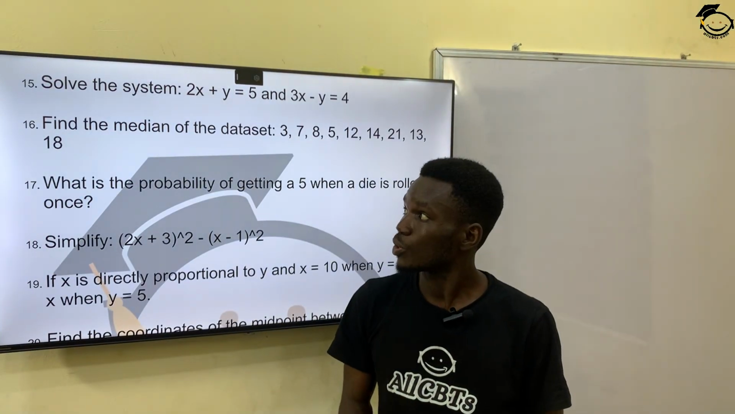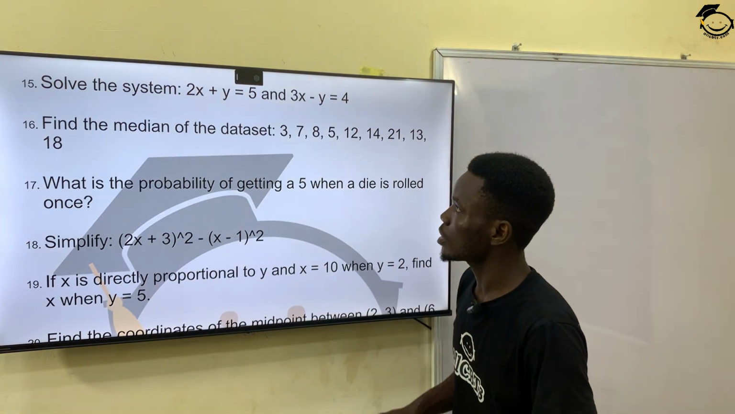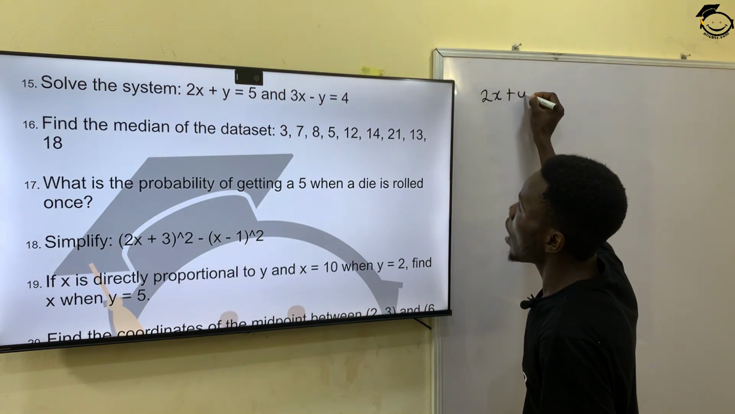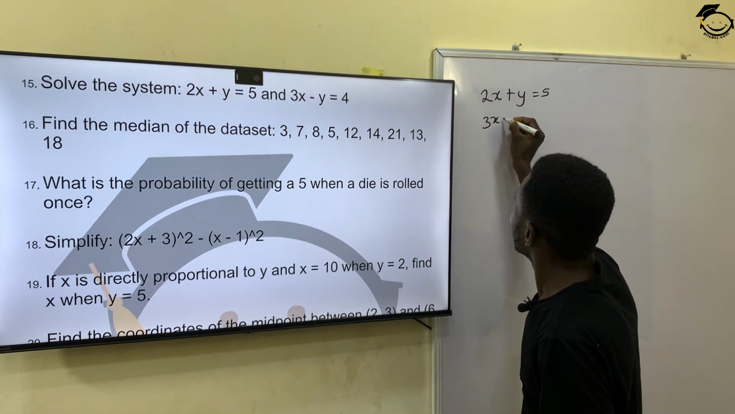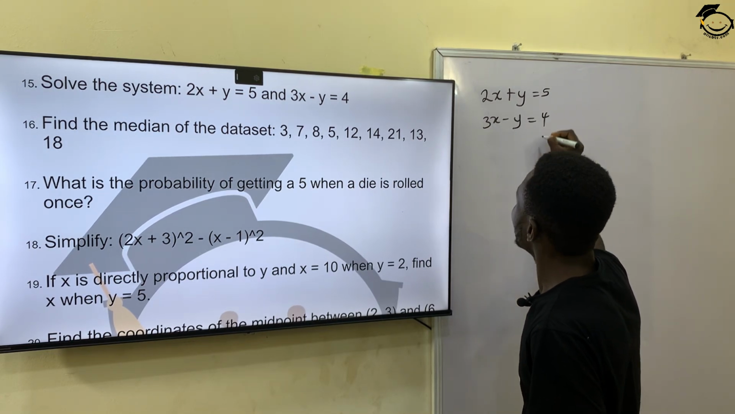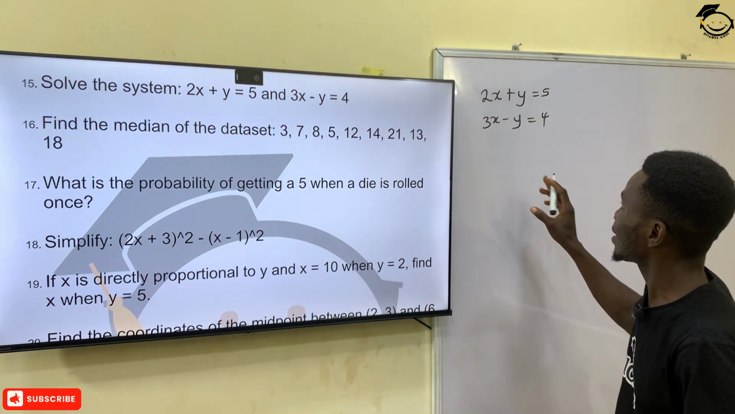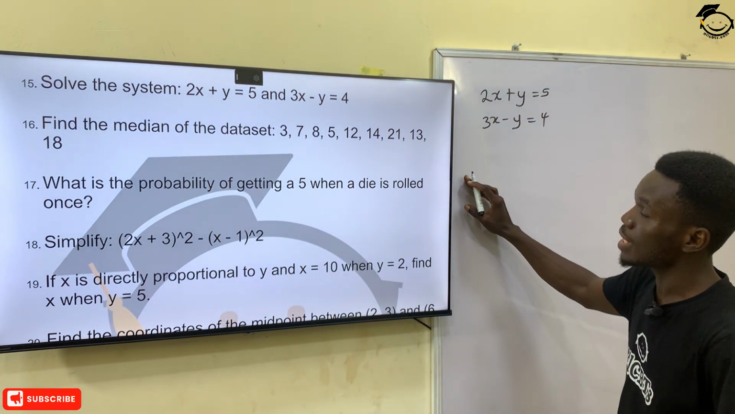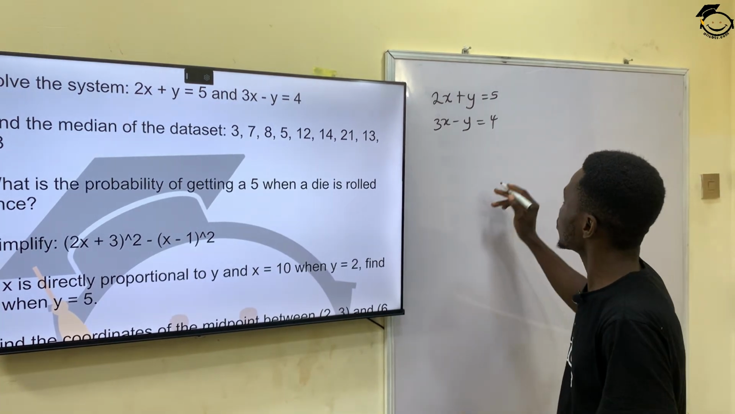So that is the next question, which is question number 15, which says solve the system. I have 2x plus y equals 5, and then I have 3x minus y equals 4. So this is a simultaneous equation. Anytime you have a simultaneous equation, you can either solve it graphically, by substitution, or by elimination. So let's solve by elimination.